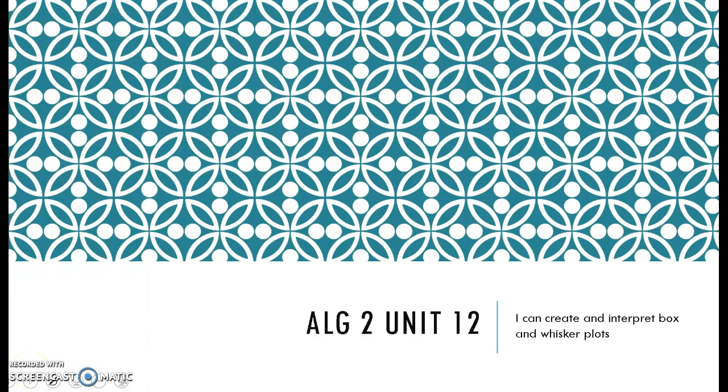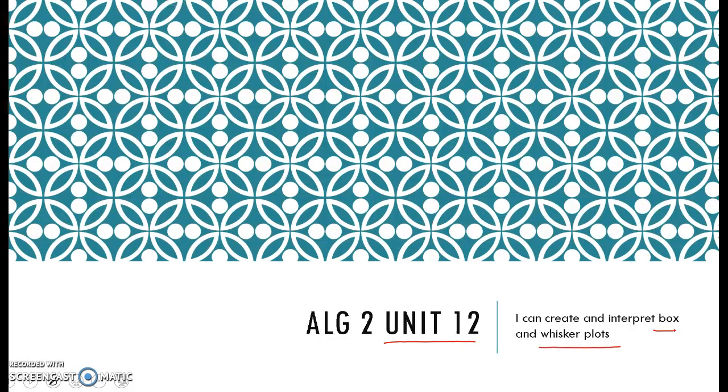All right, so in our new unit, which is Unit 12, we're going to be doing probability and statistics. And we're really going to be starting with statistics, specifically with central tendency, measures of central tendency, how we can plot data using a box and whisker plot, and the measures of central tendency.